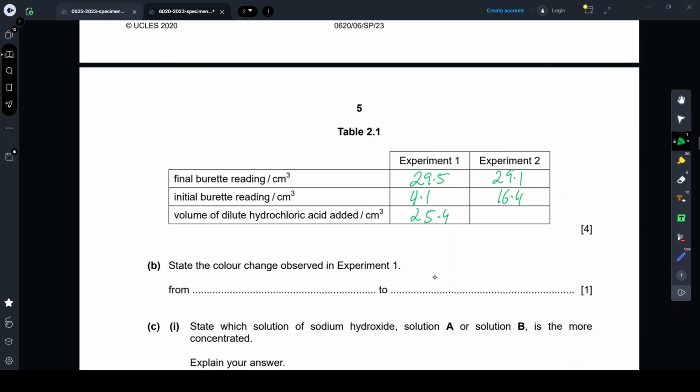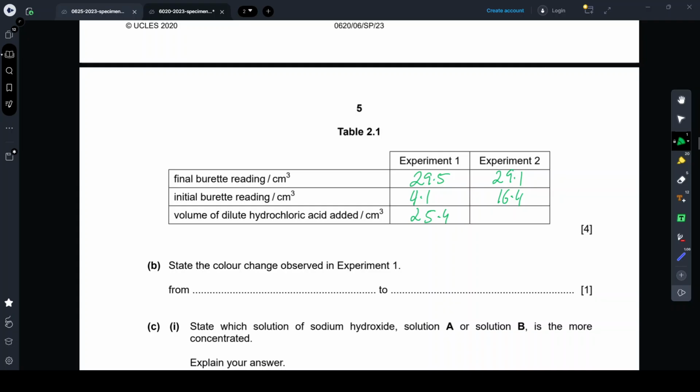Yeah. And do we have to write the units as well? The units are given over here. That's what I mentioned, right? Because they're already given in the heading, you don't need to write them again. So when I'm reading 25.4, it's given it's in centimeter cube. So I know that any value over here is in centimeter cube.